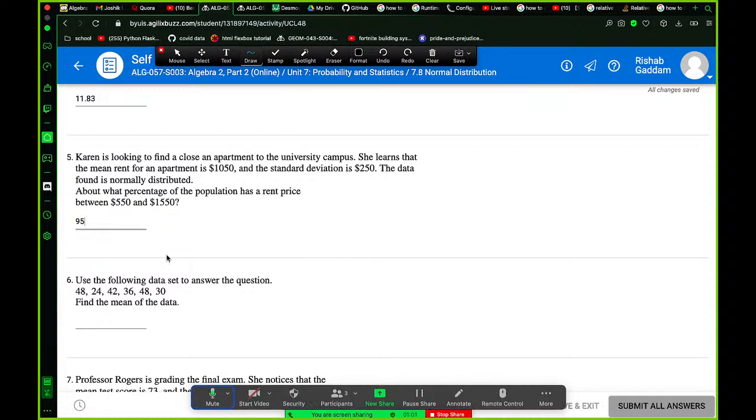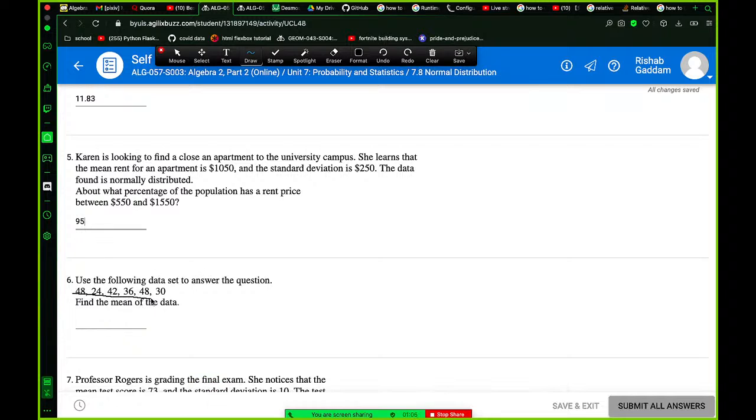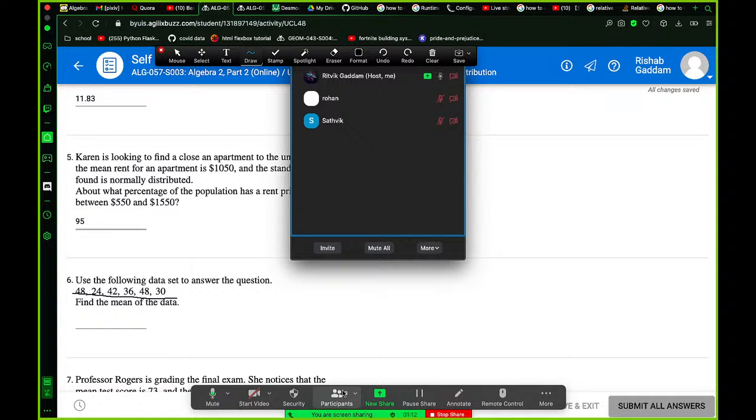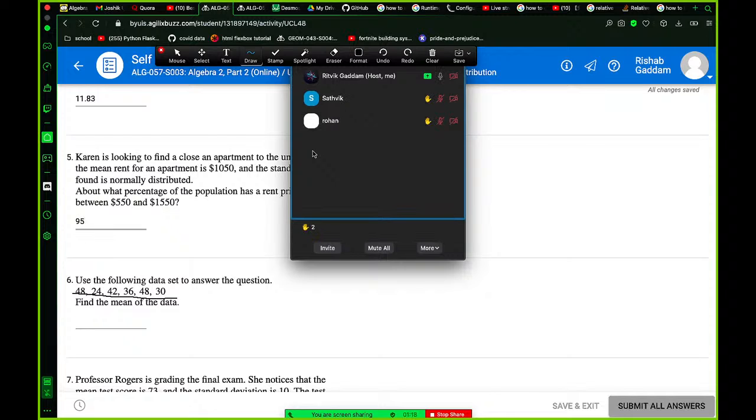So use the following data set to answer the question. This is the data set. Super easy. You just have to find the mean. That's much easier than what we have been doing. If you want to do this one, actually not everybody's back yet, but there are only three people, so I guess we can just keep going. Satvik raised his hand first, so Satvik can do this one.